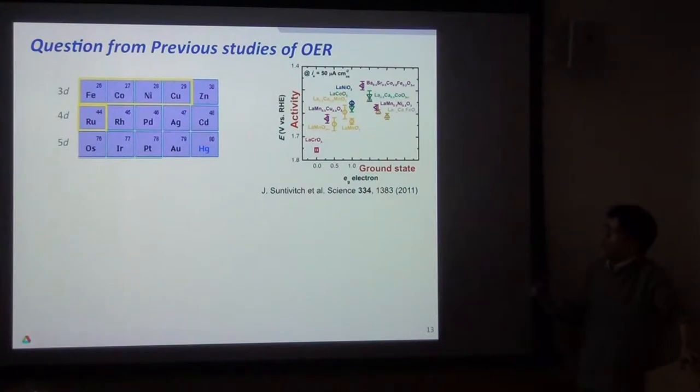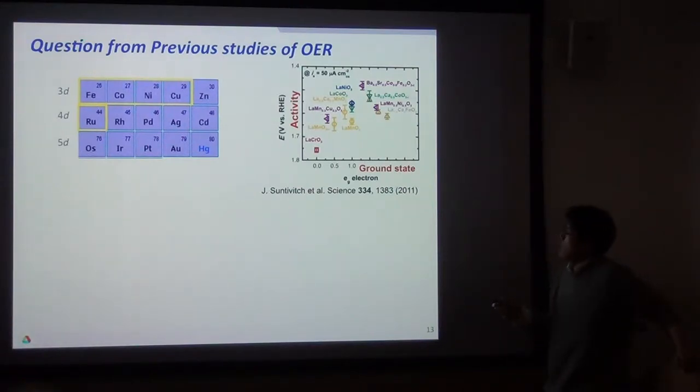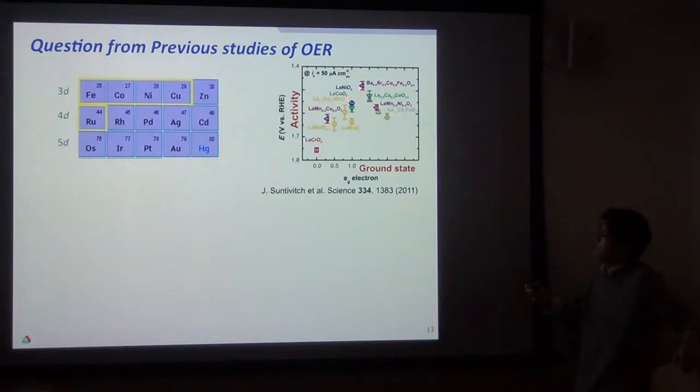In 2011, an MIT group published a very nice paper, especially on OER activity. If you look at the graph, this is activity, what I mentioned before, and this is the ground state of your material. There is a curve like this. We usually call it a volcano curve. If you look at it carefully, they plotted a lot of materials.